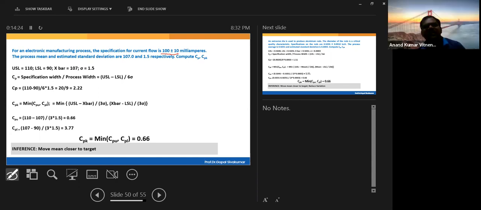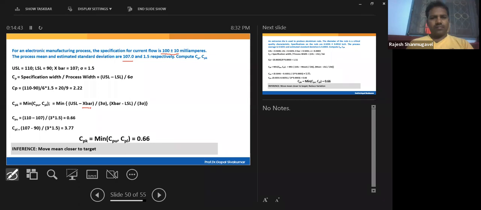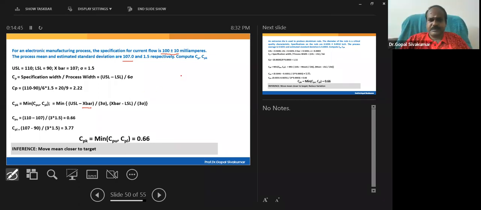Yeah, 110 is USL and 90 will be the LSL. Very good. Process mean and estimated standard deviation. What is process mean here? What is the symbol? X bar. X bar, isn't it? You see X bar is coming in your formula. What is X bar? Process mean. Standard deviation 1.5. Now compute CP, CPK.